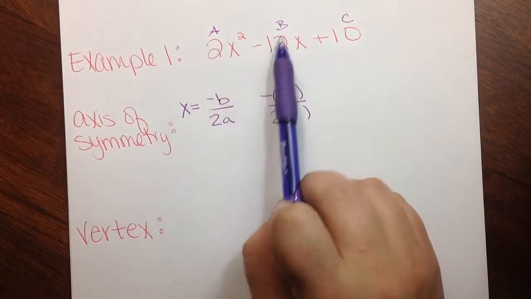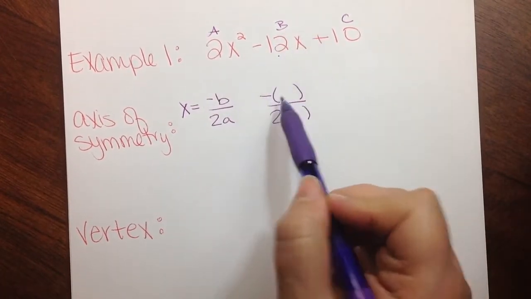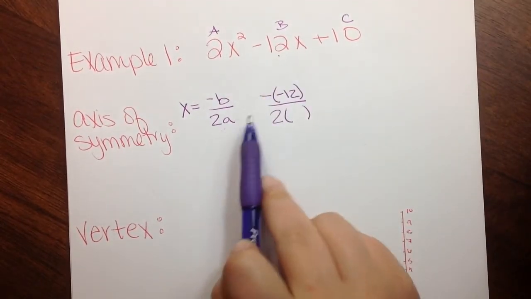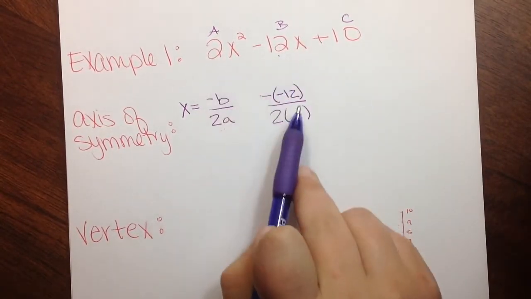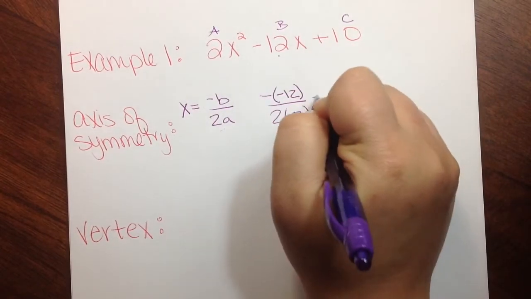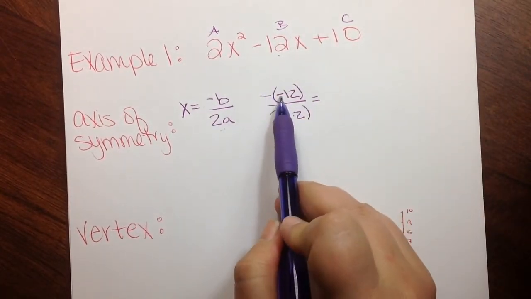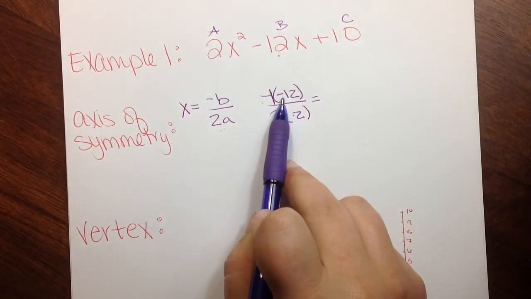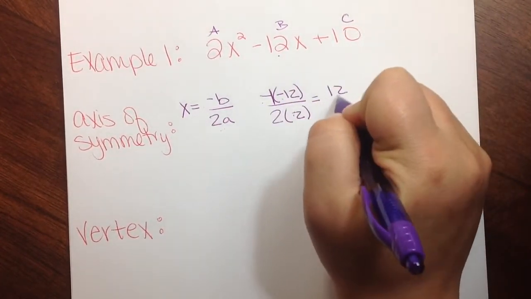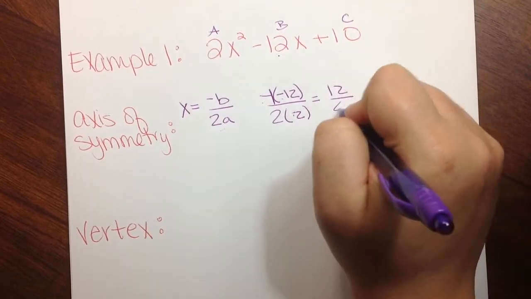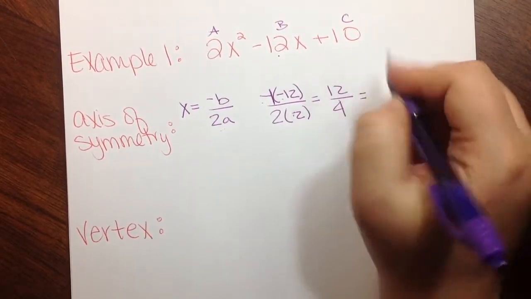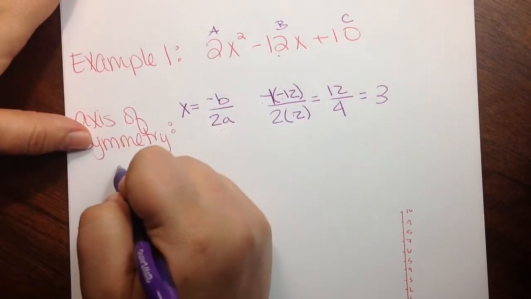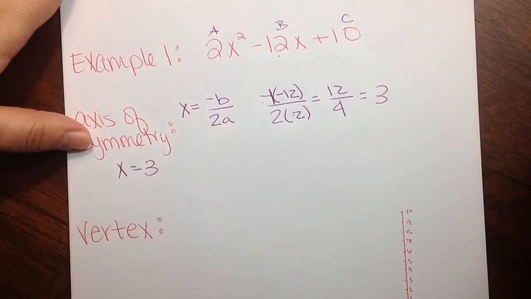So b goes at the top. We find our b, it's a negative 12, it goes in the parentheses. This has an a, we go find our a is 2, so it goes in the parentheses. Then we're just going to multiply a negative, this is kind of like saying there's a negative 1, so a negative 1 times a negative 12 would give us a positive 12. 2 times 2 is 4, and 12 divided by 4 is 3. So now we know that our axis of symmetry is 3.